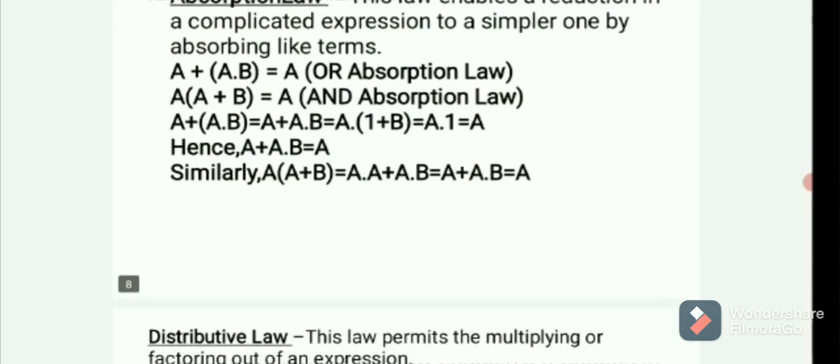That is the OR absorption law. And the AND absorption law: A.(A or B), same as mathematical multiplication, A.A or A.B. A.A equals A, so A or A.B, and taking A common, A times the bracket of (1 or B), same as the OR absorption law, we can say this is equal to A.